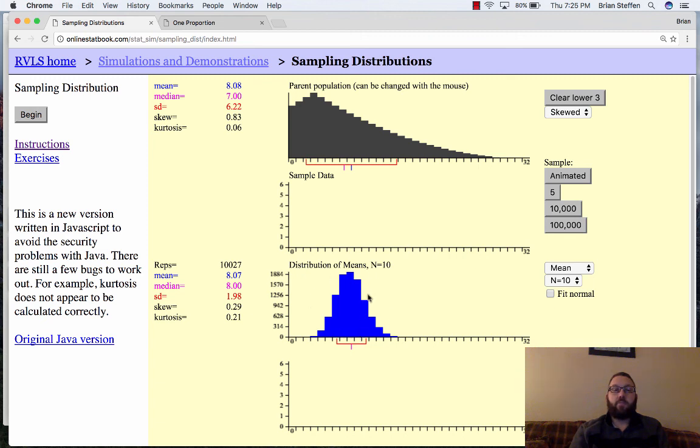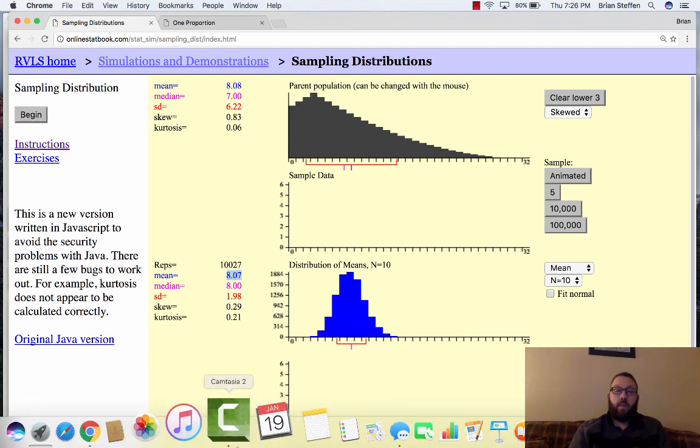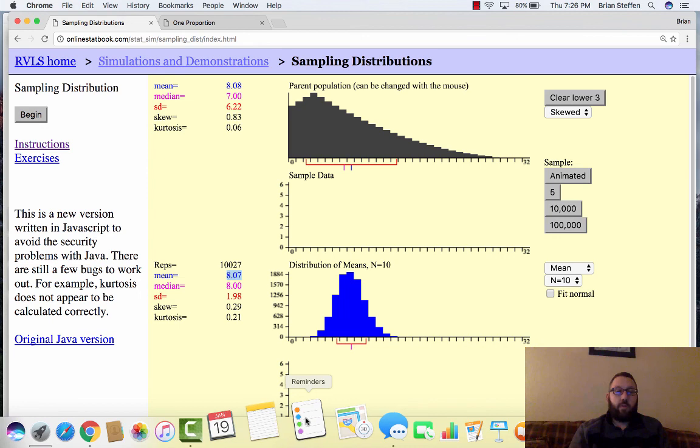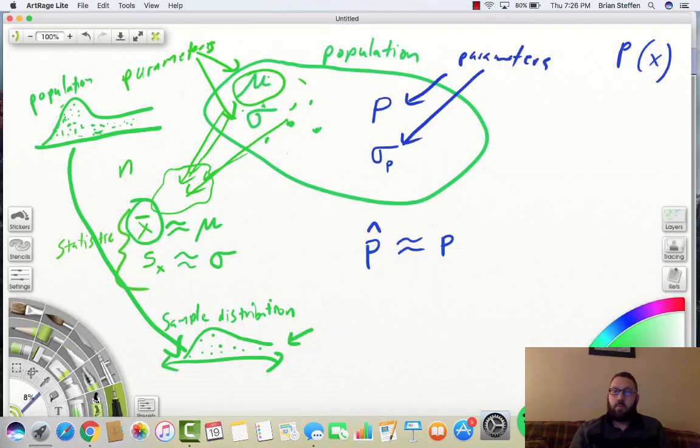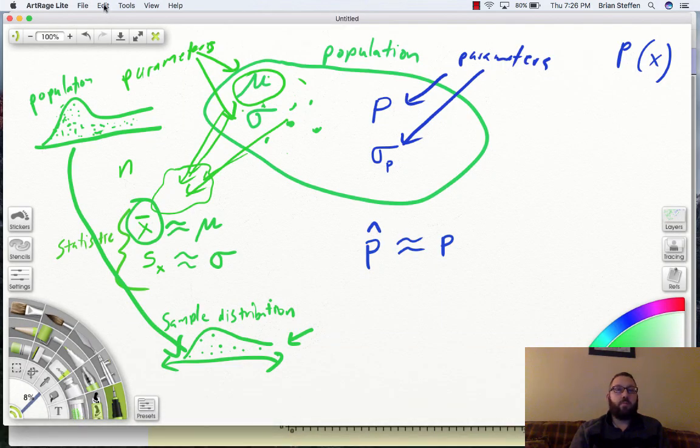It's a sampling distribution. Every data point in this distribution comes from a sample of size 10. And every data point in here is an X bar value. And if I take all of those X bars and average all of those X bars, I currently have an average of 8.07, which is actually really close to 8.08. So I'm going to give you a quick little, let's clear all this out.